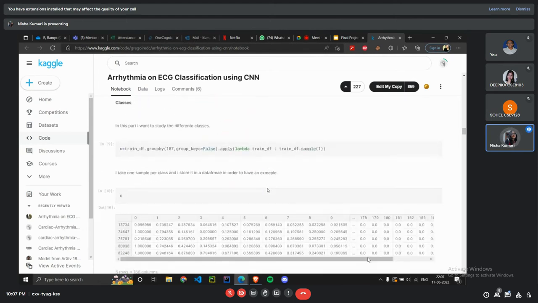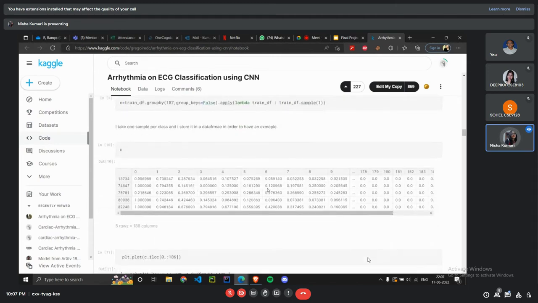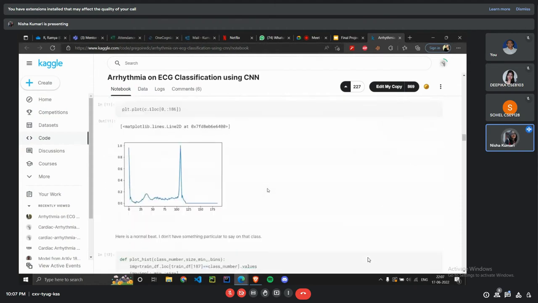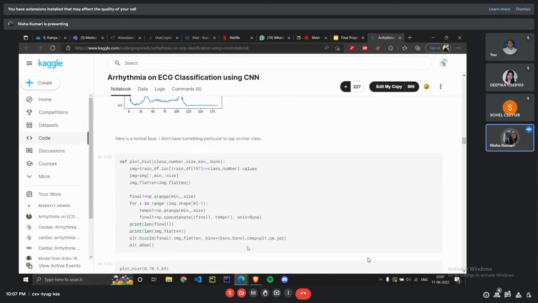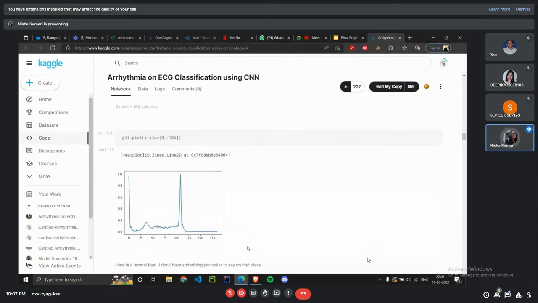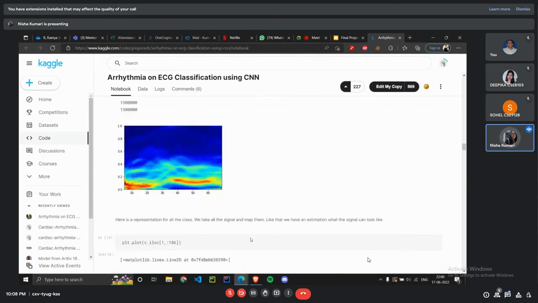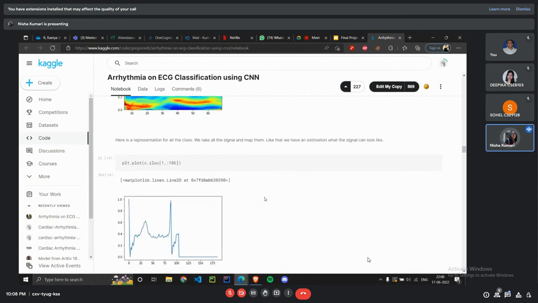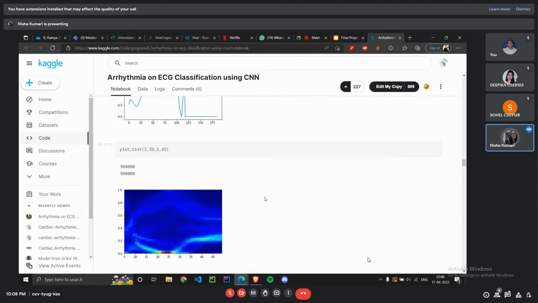Now, in this part we want to study the different classes. We take one sample per class and store it in a data frame in order to have an example, and then we plot it. This is a normal heartbeat, a normal plot of a heartbeat. Similarly, we plotted a histogram of that heartbeat, which is the representation of all the classes. We take all the signals and map them, so that we have an estimation of what the signal can look like. Similarly, we plotted that for the other classes as well.